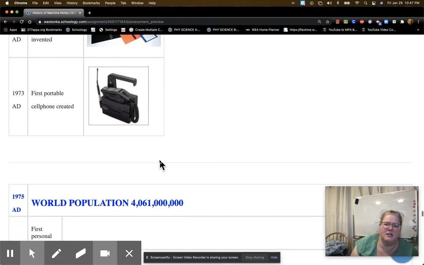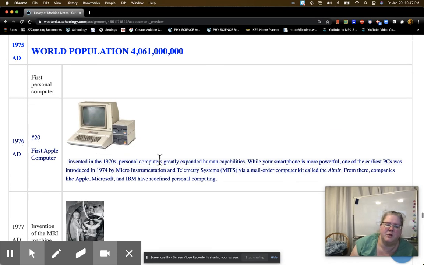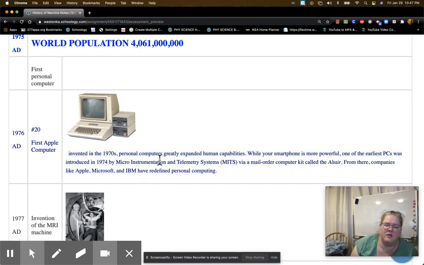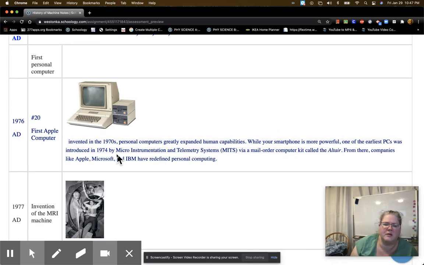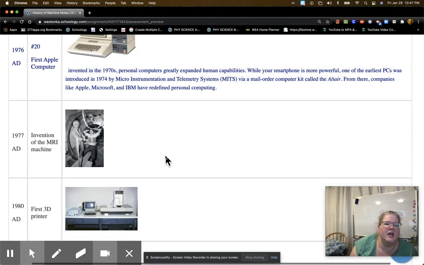Big antenna. World population by 1975, 4,061,000,000. First personal computers. Apple's came out a year later with its Apple IIe. Or actually that might not be, but it was close. I can't remember if it's the Apple II or the Apple IIe.